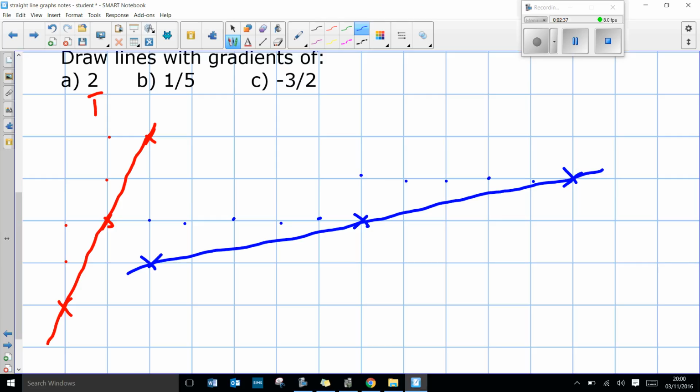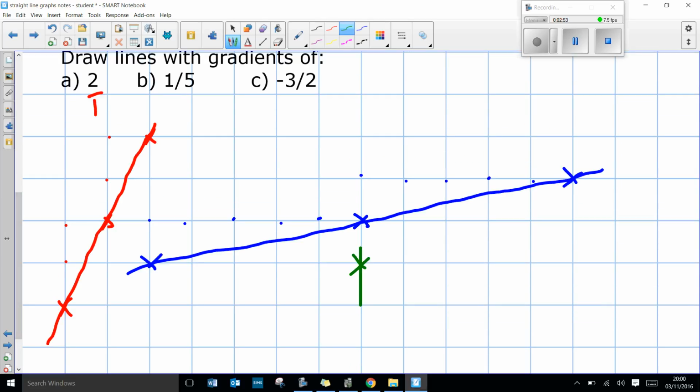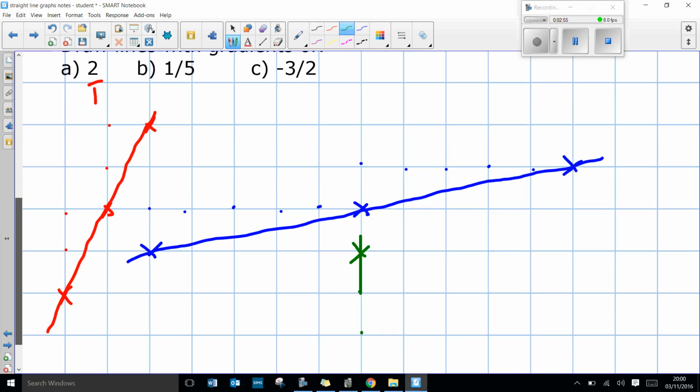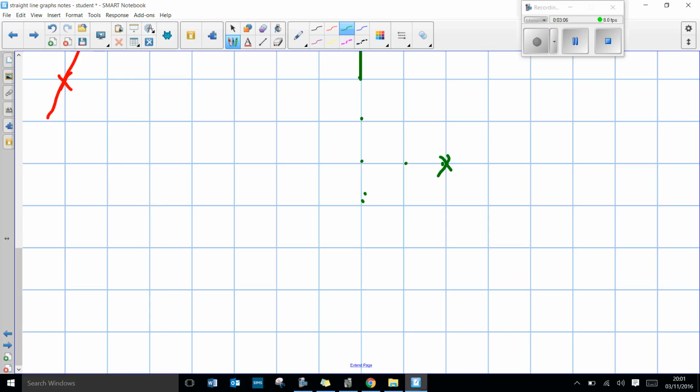The third one is a negative gradient. So if I were to start here, I'm going this time down 3 and across 2. And one more point. Down 3 and across 2.